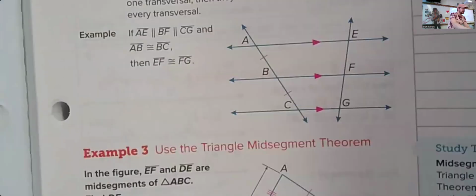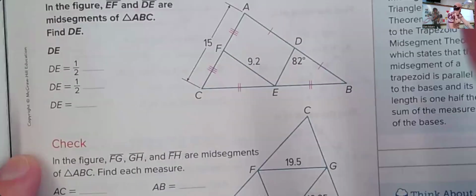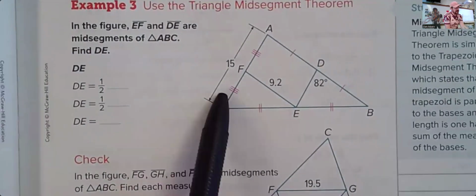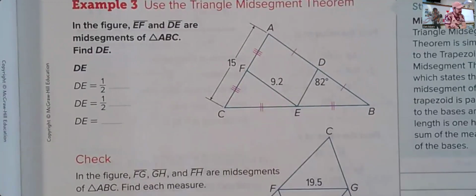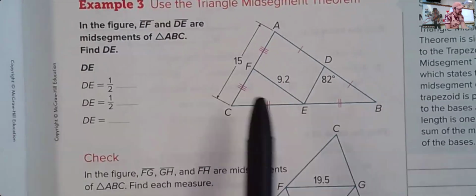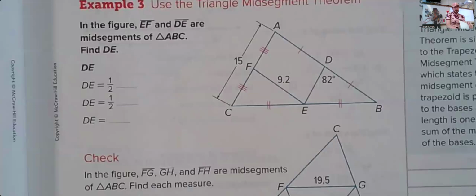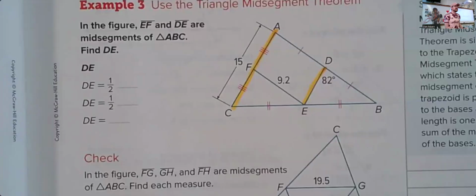Starting with the triangle mid-segments. We've got two mid-segments here, FE and DE. In the figure, EF and DE are midsegments. Find the length of DE. Here's DE. DE is parallel to AC, which means that DE is equal to half the length of AC.